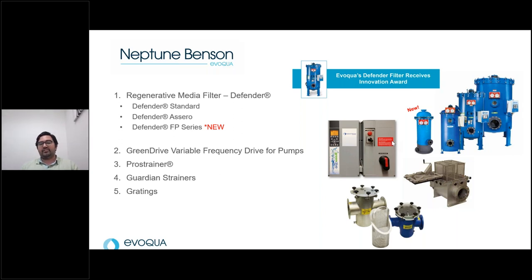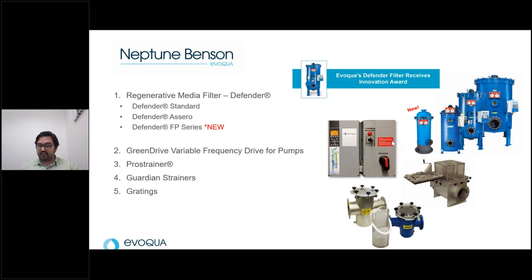Next, we have Green Drive variable frequency drive for pumps. This technology is to maintain your design flow in the swimming pool. Typically, if you have a sand filter, there will be a pressure buildup in the sand filter that causes your flow rate to drop in your filtration system. Therefore, a variable frequency drive helps to regulate your pump to boost and maintain your design flow.